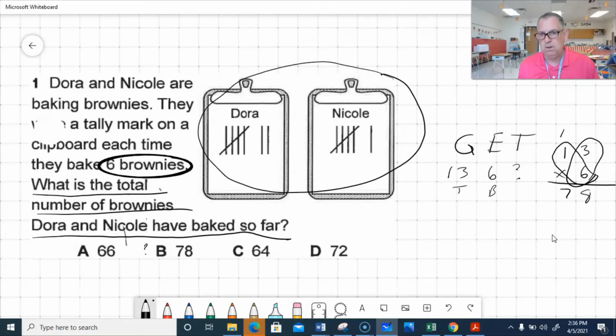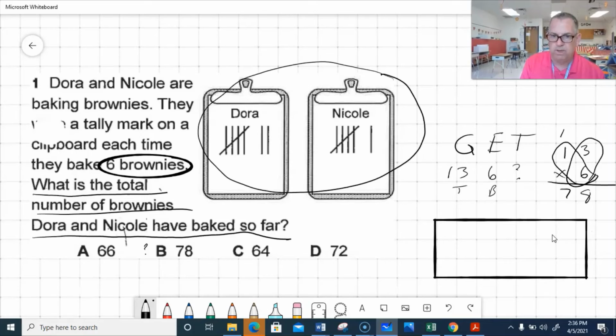Another way of doing it, if you're not really good with the standard algorithm, we can do an area model. To do it, I go ahead and make a rectangle. And we'll say this part of the rectangle right here would represent the 6. This part of the rectangle is going to represent the 13, but I'm going to break it down into 10 plus 3. I'm basically going to use expanded notation. I can fill in this part of it. That part of the rectangle would be 6 times 10, or 60. This part of the rectangle right here would be 6 times 3, or 18.